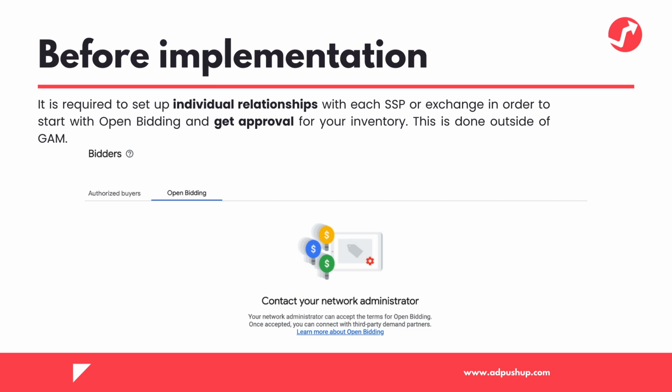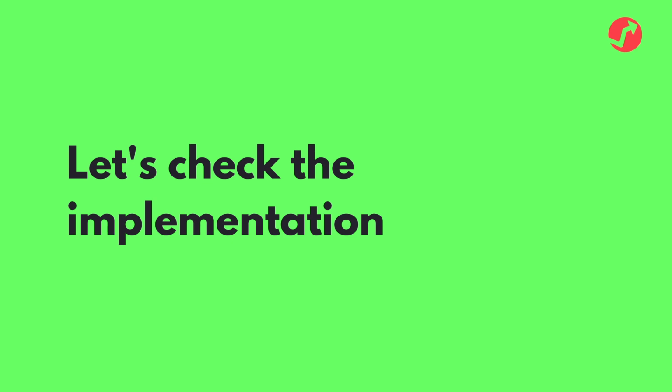The second part is for them to review your inventory and accept to start working with you. This normally takes 2 to 5 business days. The process is really quick since the integration is already done on Google's side. So this is a huge advantage for publishers in order to start doing header bidding, or in this case, open bidding. Now let's check the implementation on GAM.